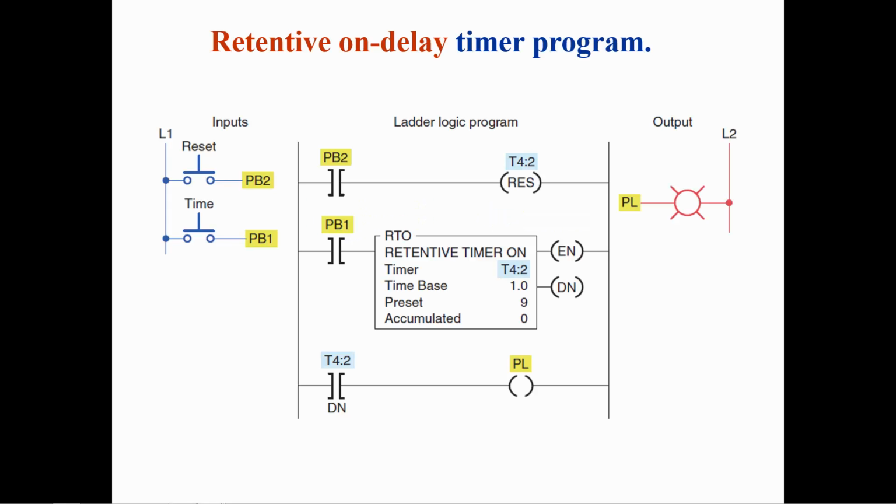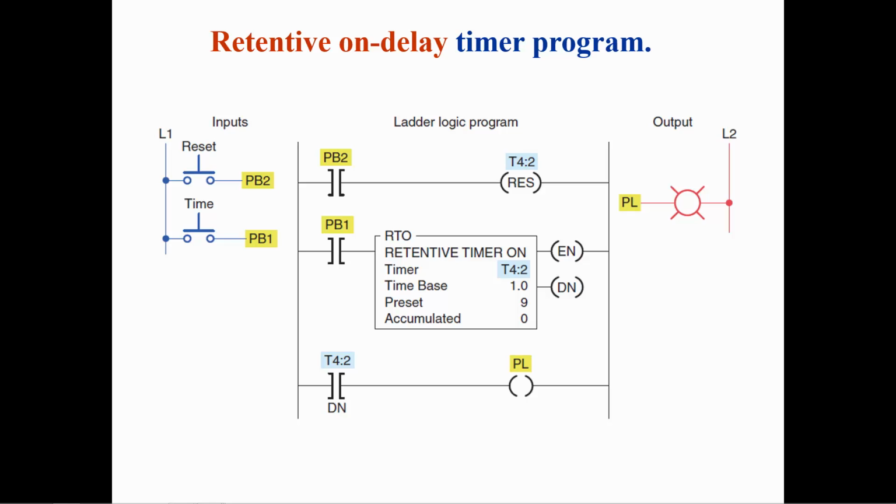The retentive timer on operates the same as the timer on delay with one exception. The retentive timer on does not reset the accumulated value when the instruction goes false like the timer on delay. A separate instruction, RES, is needed to reset the accumulated value to 0. The RES instruction uses the address of the timer that is being reset.